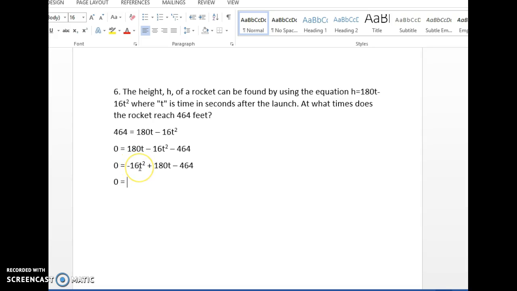And through a little bit of checking, it's not too difficult to realize that negative 4 is a GCF. And notice that I'm not just factoring out 4, I'm factoring out negative 4 because the leading coefficient right here is negative. And that'll just make it a little easier to work with by getting rid of that negative as a leading coefficient. So then I have that, and I have 116.